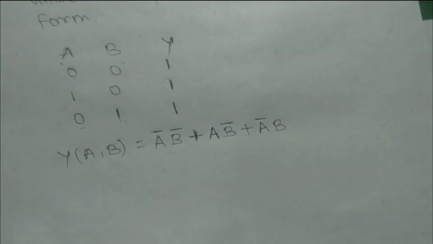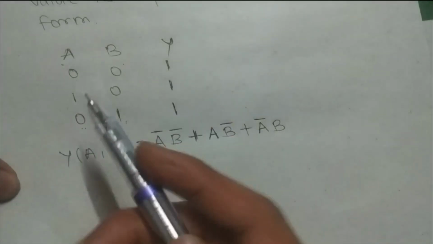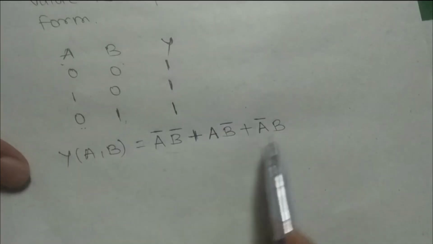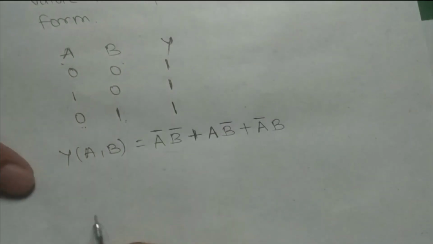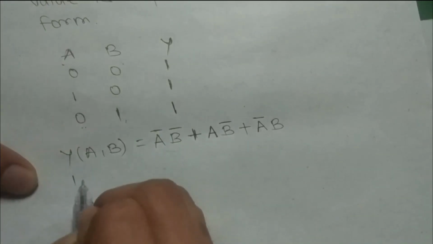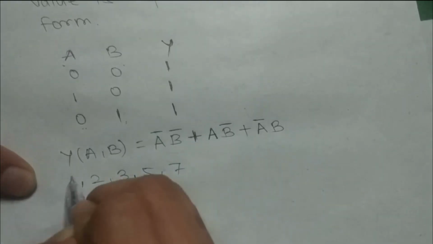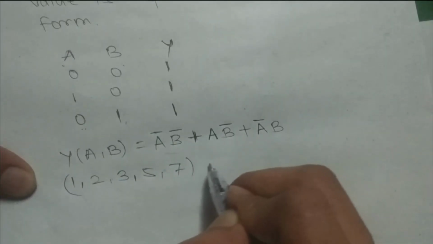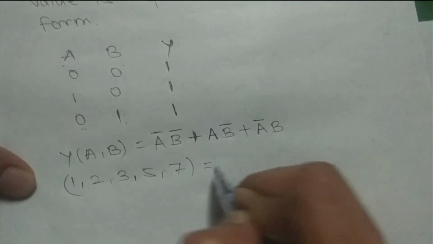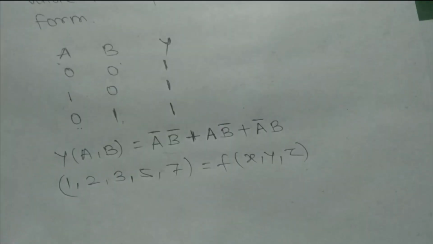Hope you got this. If you want to represent the SOP expression in terms of numbers, usually it is represented in terms of numbers as well as the expression in variables. Suppose you want to represent something like 1, 2, 3, 5, 7. Suppose there is one expression which is a function of three variables, x, y, z. How can this be represented?